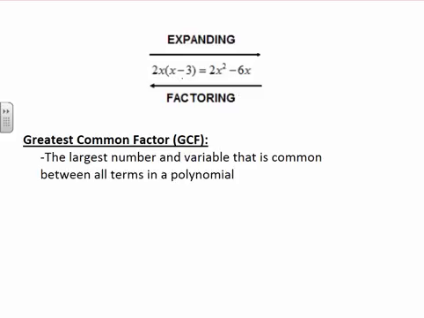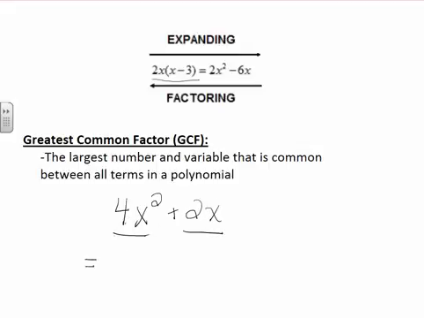In order to figure out the factored version of a polynomial, it's important to introduce the term greatest common factor, or GCF. That is the largest number and variable that is common between each term in the polynomial. For example, if we have a polynomial that is 4x squared plus 2x, to find the greatest common factor, we need to look at both these terms and see what the biggest number is that they can both be divided by, as well as the biggest number of x's that is present in both terms.